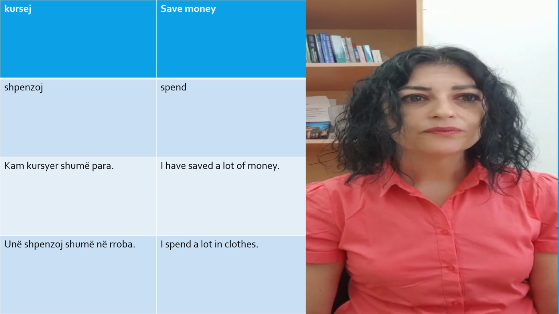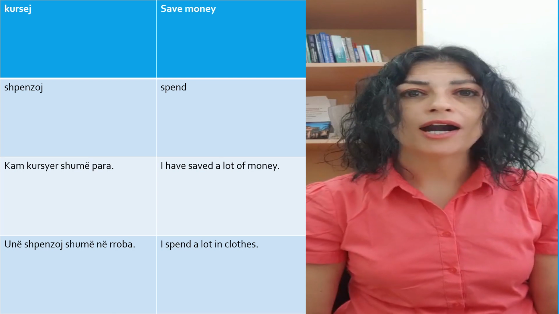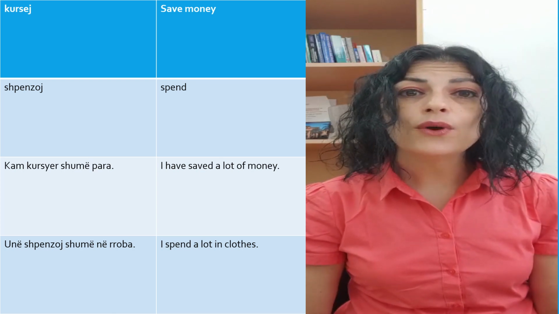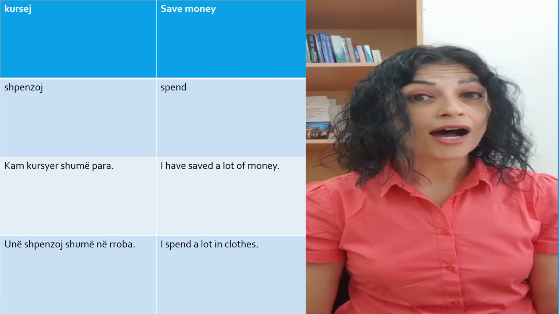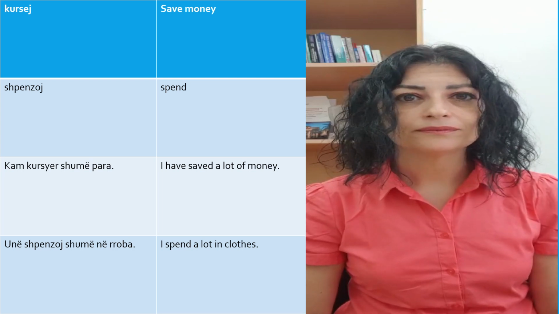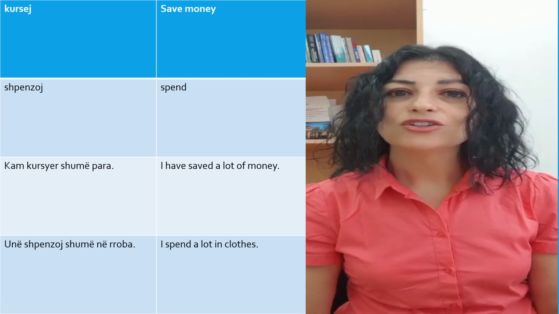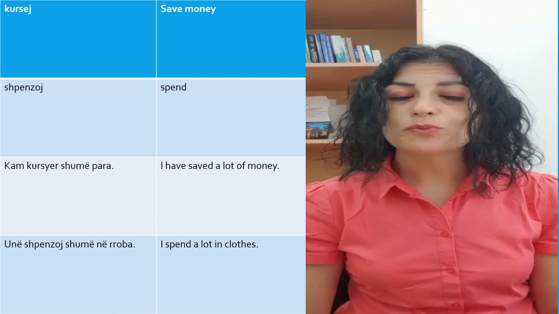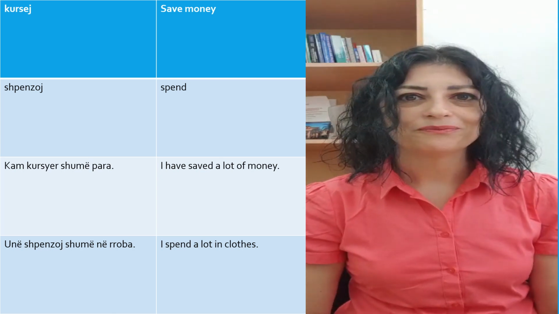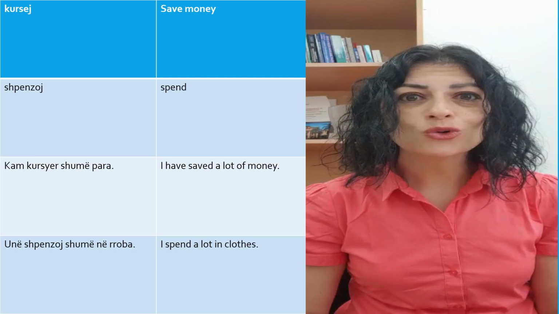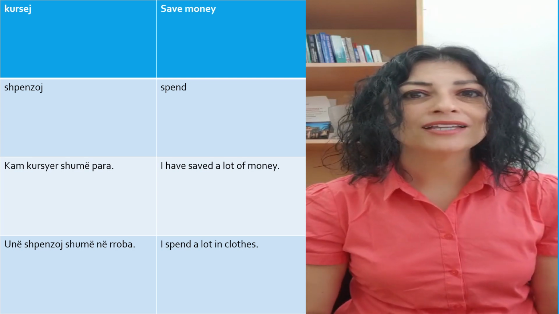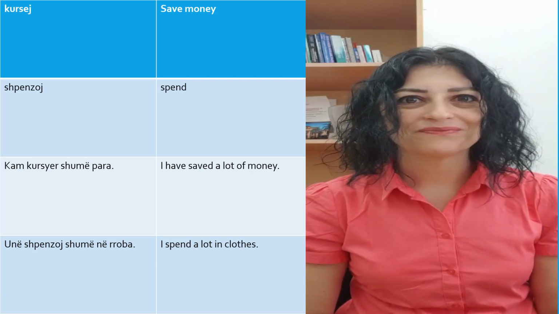For example, kam kursyer shumë para. I have saved a lot of money. And with the opposite verb, unë shpenzoj shumë në rroba. I spent a lot on clothes.